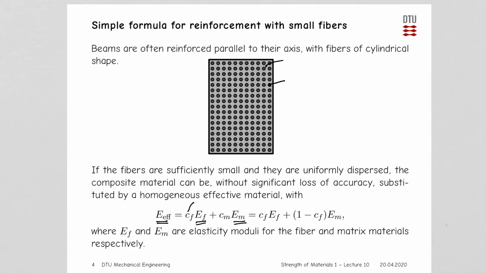So this is the volume fraction of fibers. This is the volume fraction of the matrix material. And of course we have the connection that CF plus CM equals 1. Volume fractions add up to 1. So that means that we can express everything in terms of CF here. So this is a much simpler formula than having to compute all the integrals that we did on the previous slides.